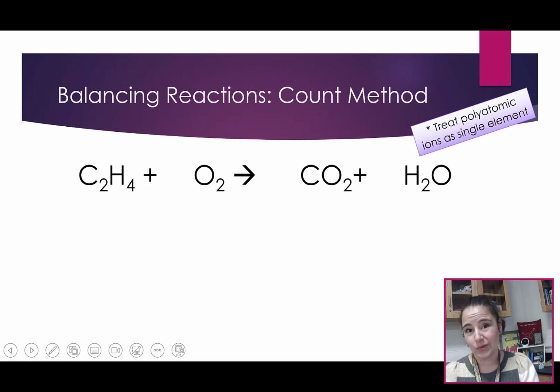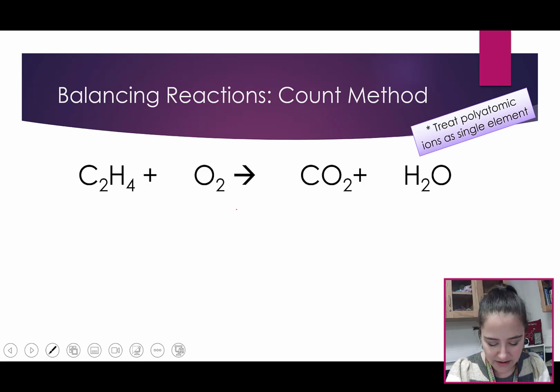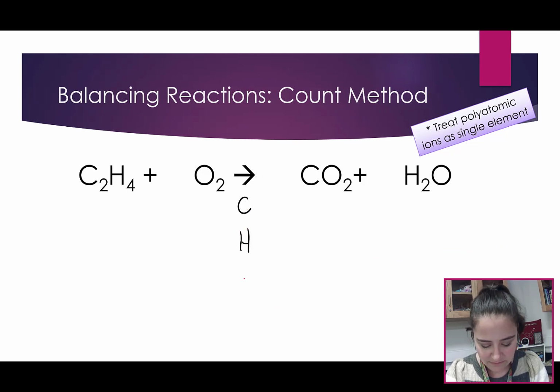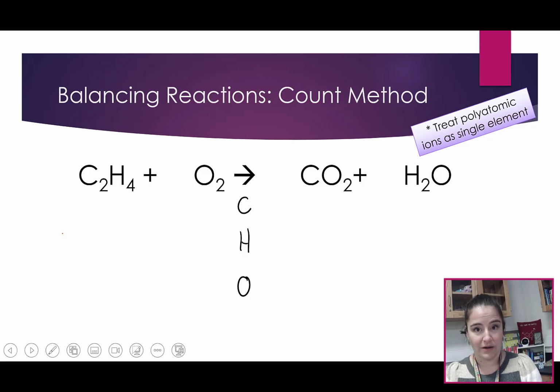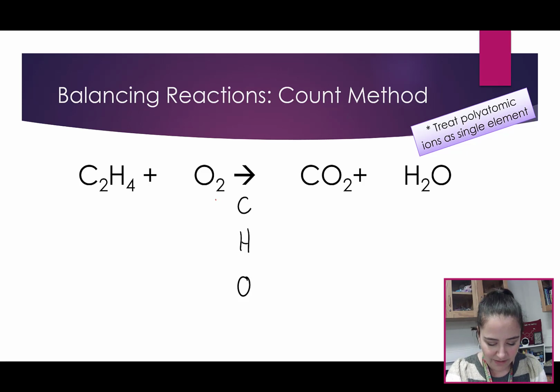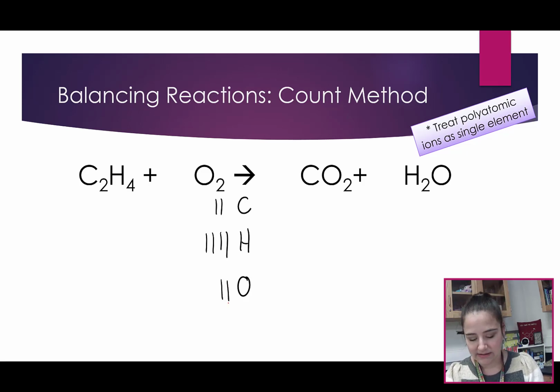So this is called the count method or the tally method, however you want to look at it. But for this one, what we do is we write all of our atoms involved down the center of the page. And then we do a tally for how many we have on each side. So right now I have 2 carbon atoms on my reactant side, 4 hydrogen atoms, and 2 oxygen atoms. Where on my product side, I have CO2, that's 1 carbon and 2 oxygens, H2, so 2 hydrogens and 1 oxygen for that H2O. And then we can see that it's not balanced.